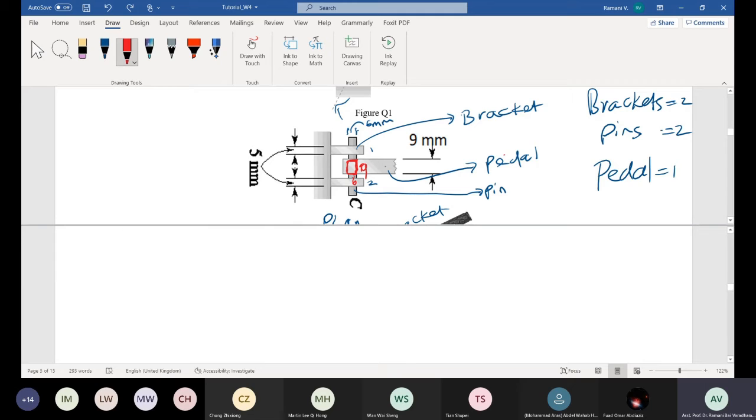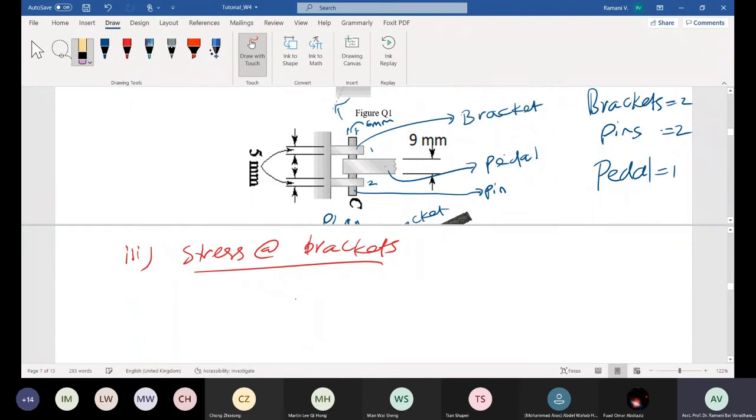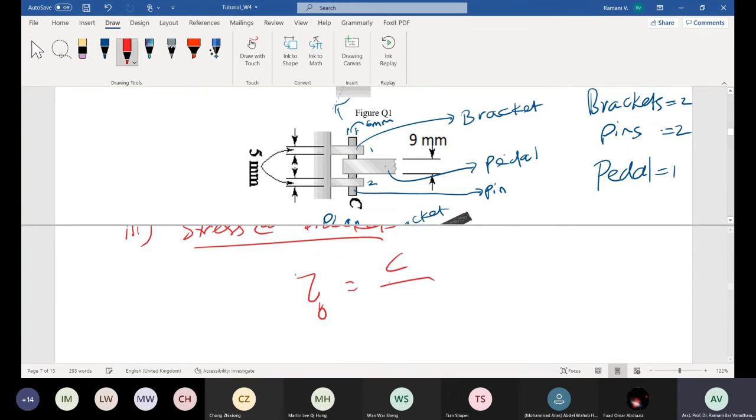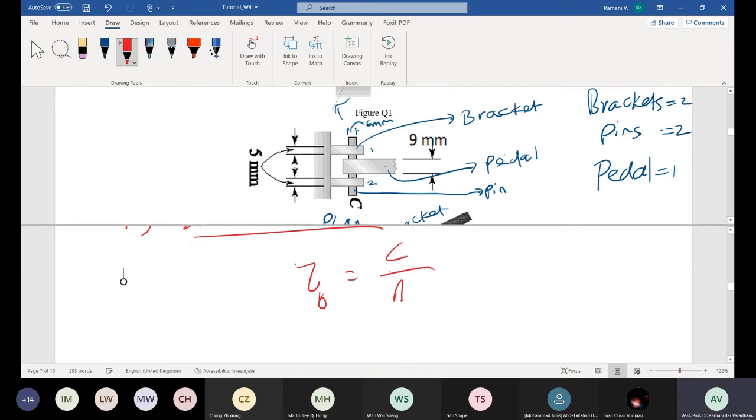D into thickness. And then coming here, the brackets. Look into the brackets. This is the bracket. I remove this point so that I can draw the bracket now. Now, stress calculation, same formula. You write down the formula: tau bracket is equal to the force acting at C over the area at the bracket.